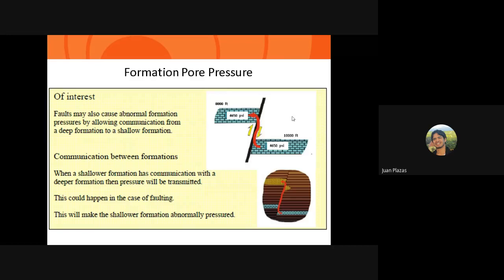Another thing to consider is faulting. Faults may also cause abnormal formation pore pressure when creating a communication. So formation A is now communicating with formation B. So this communication pressurized formation B. So the deeper, higher formation pore pressure will pressurize the shallow formation here. So that communication made the shallow formation abnormally pressurized.